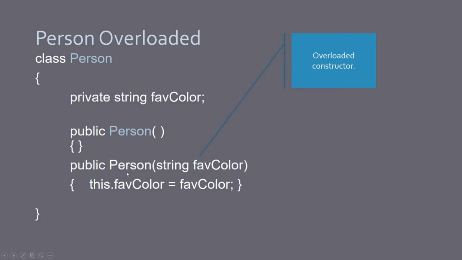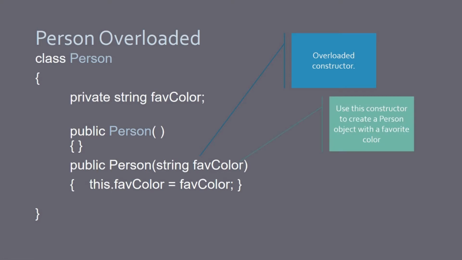Now this is called an overloaded constructor when we use the same name but we have different parameter values. So if we use this constructor to create a person, we would be passing in an argument of a favorite color. And then inside this method, we take that favorite color that was passed to us and update the favorite color in this instance.